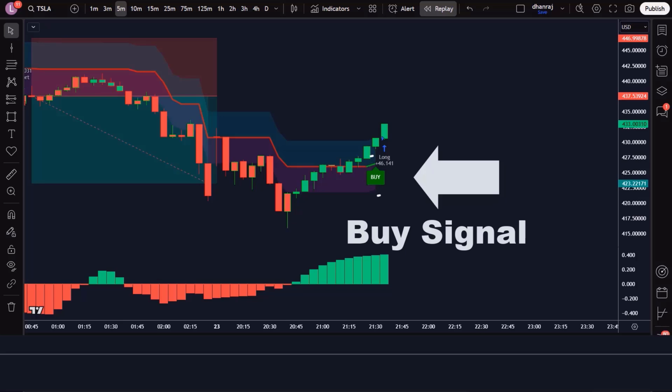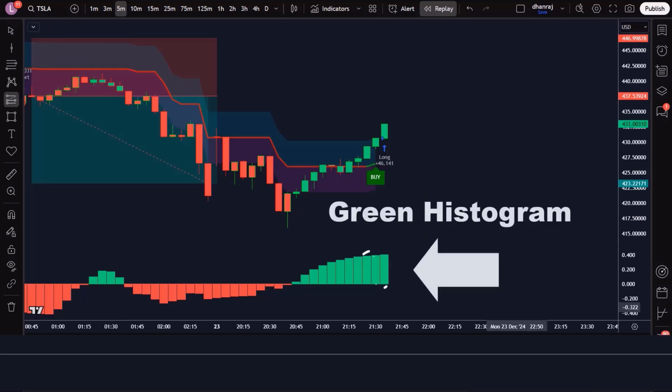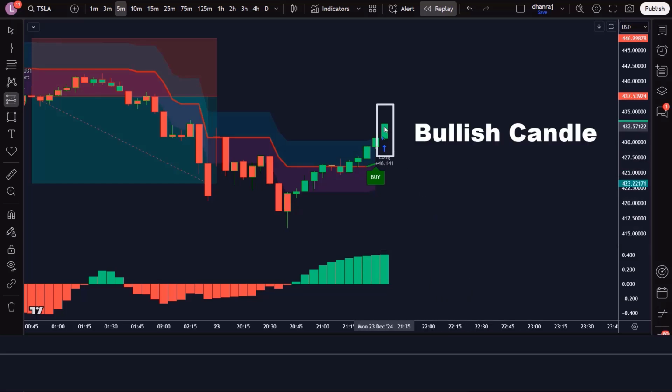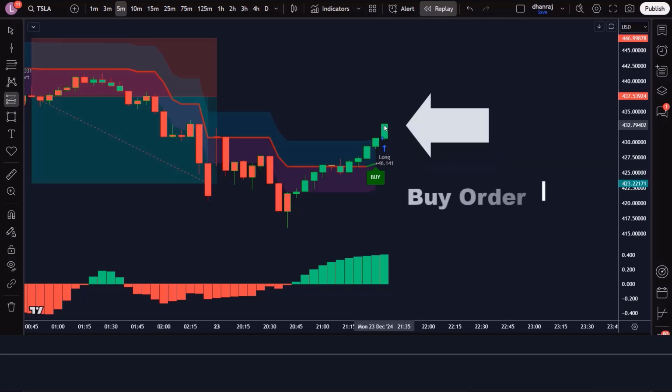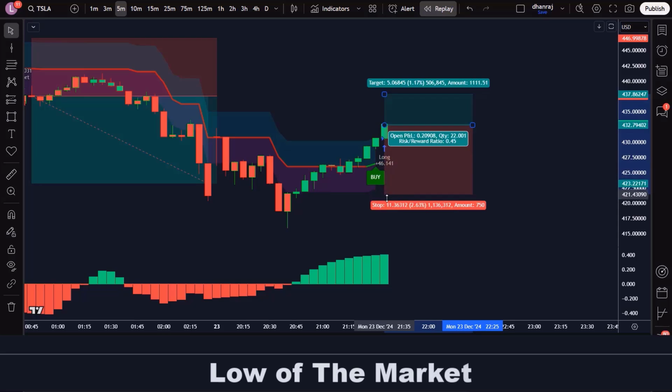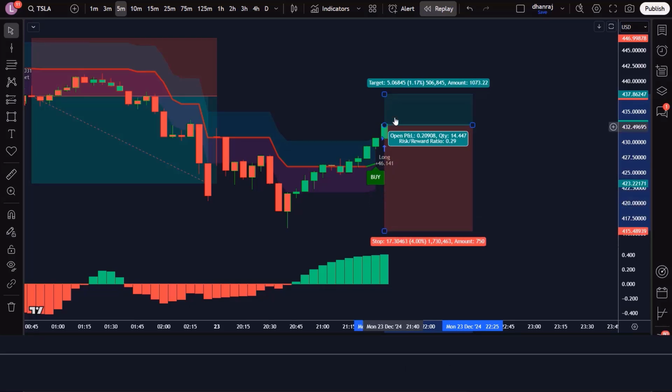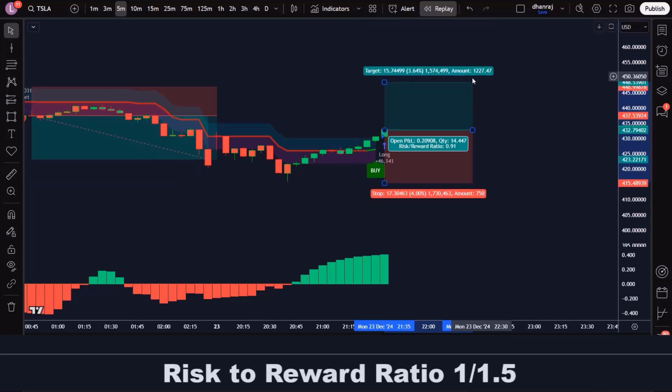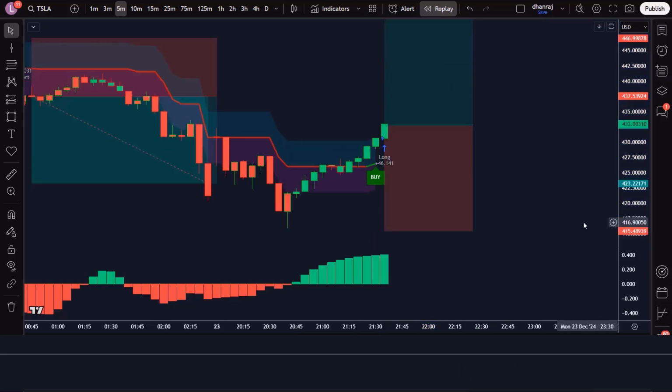When the range filter indicator gives us a buy signal, the price/volume value histogram indicator should be a green histogram, and the market forms a bullish candle. If this condition is fulfilled, then we will place a buy order. Our stop loss is to be placed at the low of the market. And the risk to reward ratio will be 1:1.5.